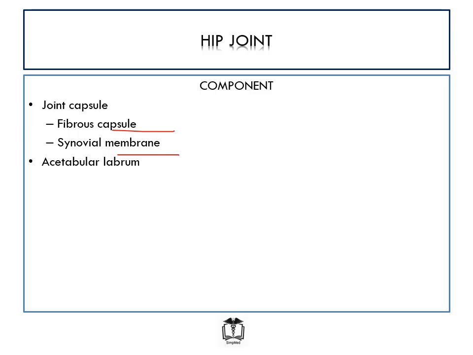It is similar to what we see in the shoulder joint with the glenoid labrum, just in contrast, the depth of the acetabular fossa is greater compared to that we see in the glenoid cavity.